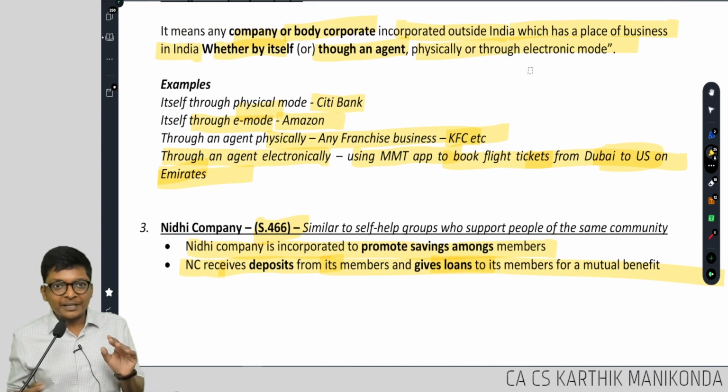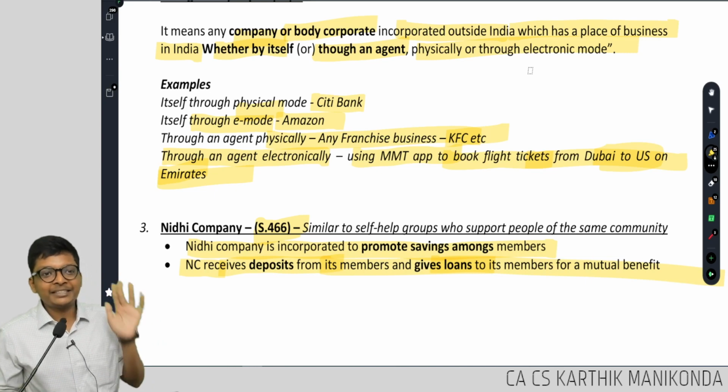A cooperative society should be registered under the Cooperative Society Act. They can also do a similar business. If you want to be called a Nidhi company, incorporate as a Nidhi company under the Companies Act.